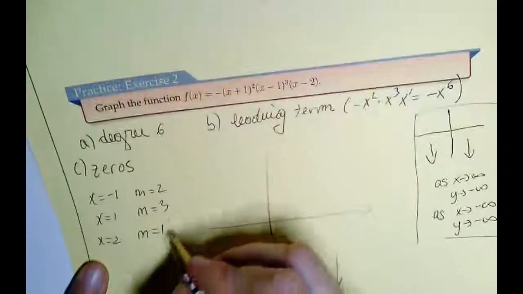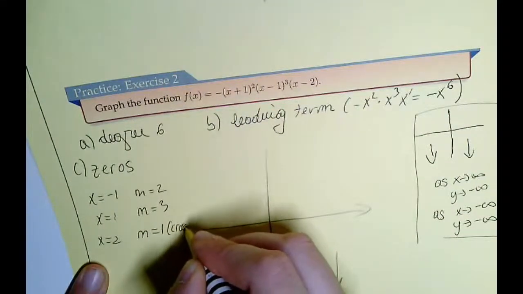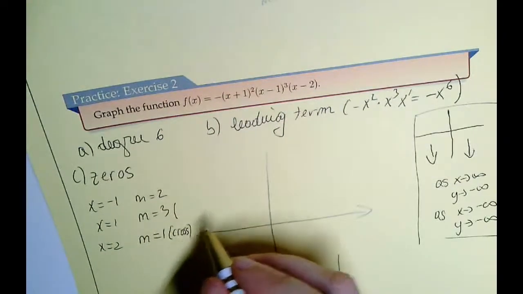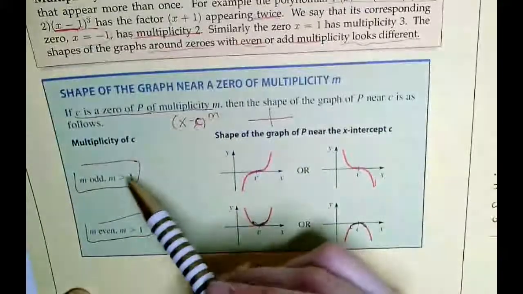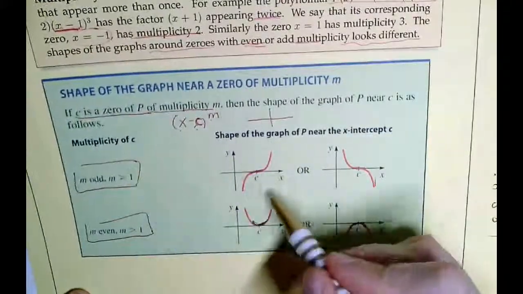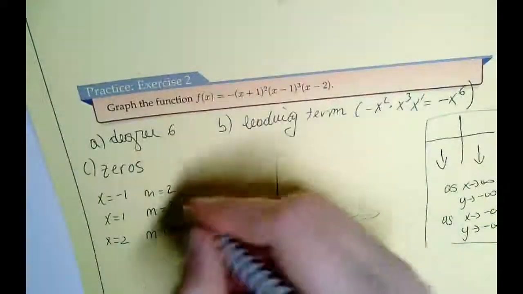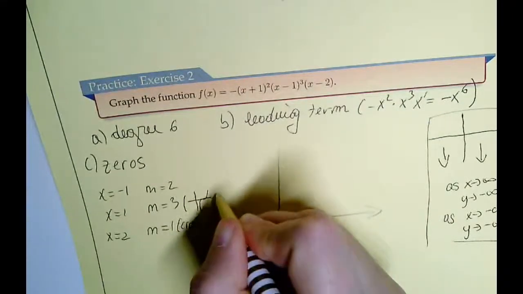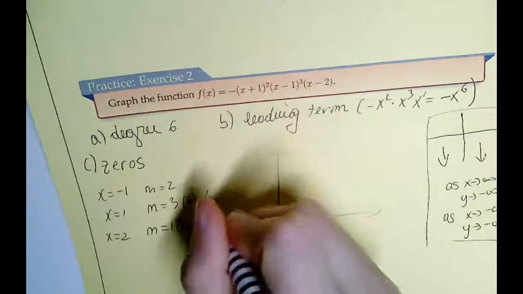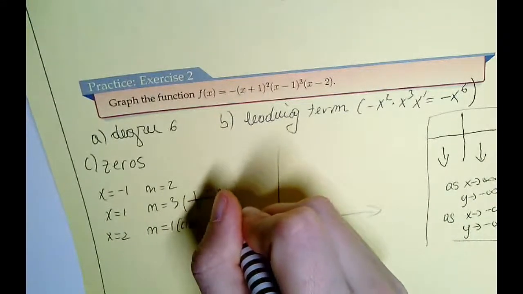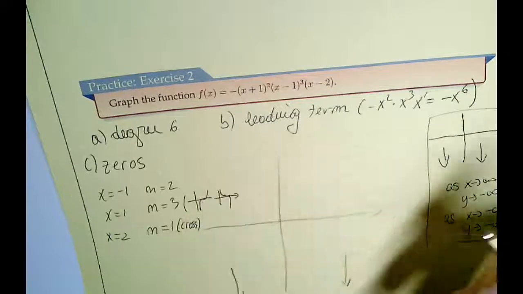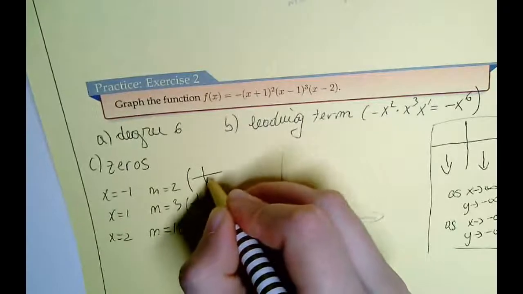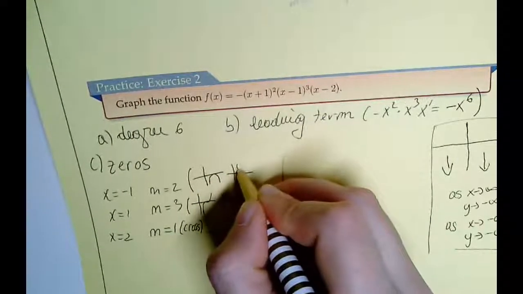So multiplicity 1 is going to straight up cross. Multiplicity 3 is odd, with m equals 3, m greater than 1. So it's going to be either like this or like that. So with multiplicity 3 it is going to be either like this or like that. And then with multiplicity 2, we saw before that it's going to touch either from down below or from up above.